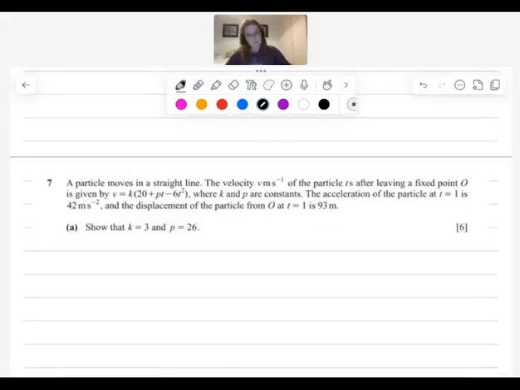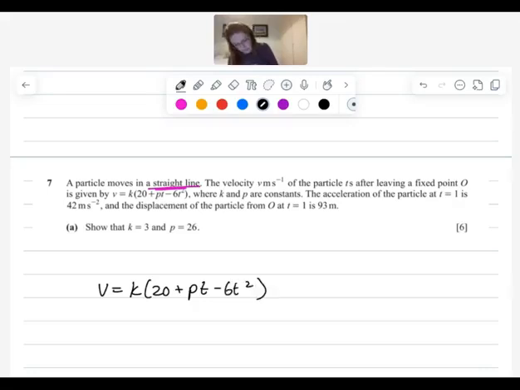A particle moves in a straight line. So the only topic they haven't tested yet is the integration and differentiation. That falls under kinematics, so you have to have a particle moving in a straight line. So let's go. Particle moves in a straight line, the velocity v at time t after leaving a fixed point is given by that. Okay, so we can see this is not a straight line formula. So this is varying velocity.